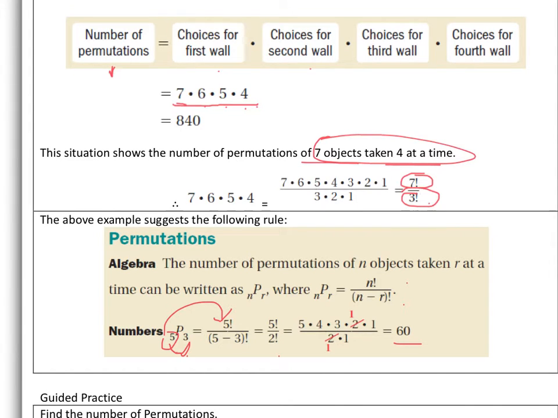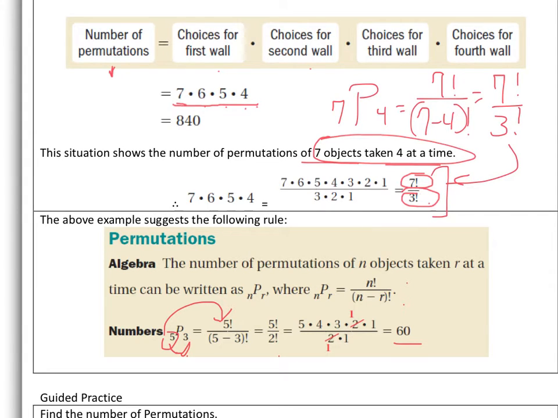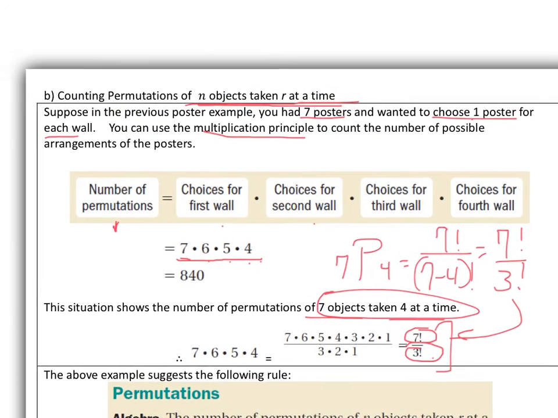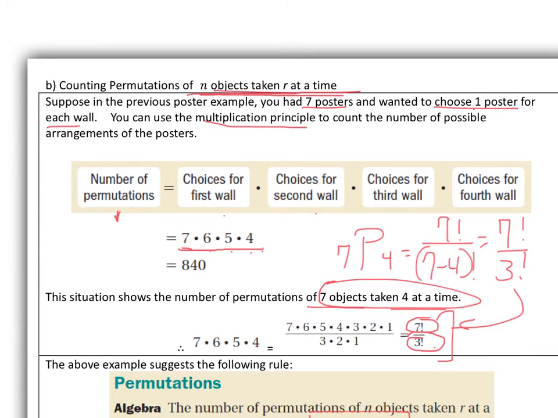So here we have 4 choices, 7P4. So 7 factorial over 7 minus 4 factorial gives you 7 factorial over 3 factorial, and this is where it comes from. So this formula always works for the situation of n objects taken r at a time and when order matters.